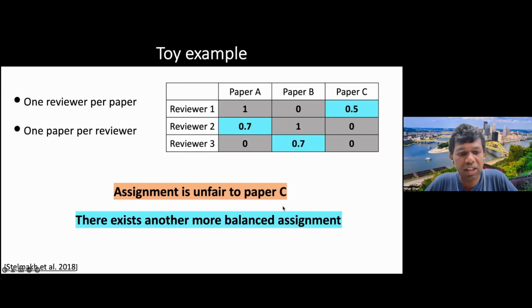So there is an alternate assignment here, for example the one shown in blue, where the total or the sum similarity is smaller. However, it's more balanced. Your papers A and B don't get reviewers with a score of 1, you get scores of 0.7. But on the other hand, paper C gets 0.5, so a reviewer who might know something about paper C rather than nothing. Any questions about this?